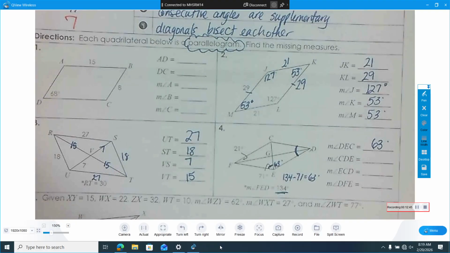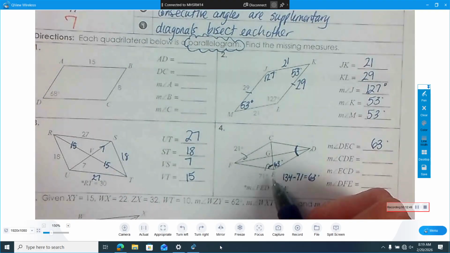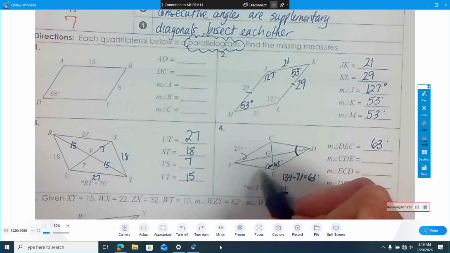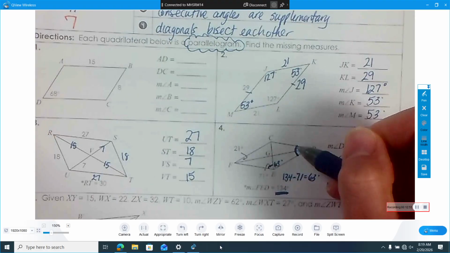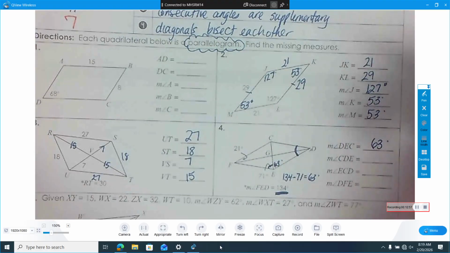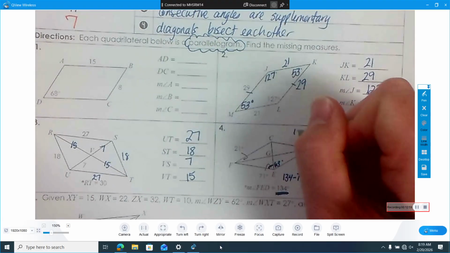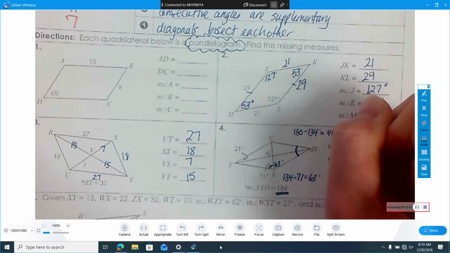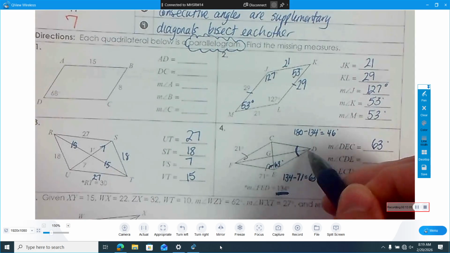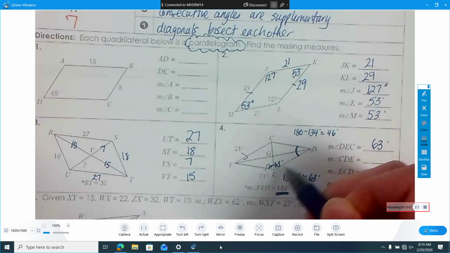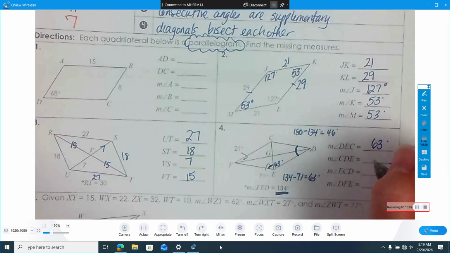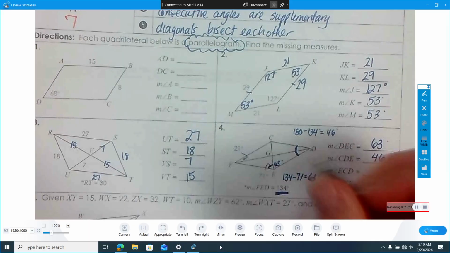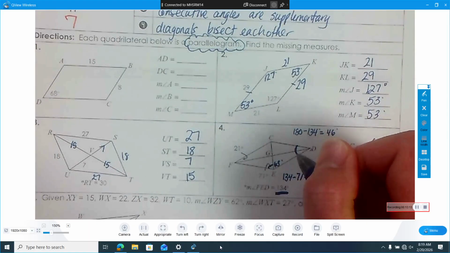No. Those angles do not get bisected. All right, the whole angle E is 134. This whole angle down here is 134. How'd you get that? 180 minus 134 is 46 degrees. Again, the consecutive angles are supplementary. You've got parallel lines. So we get 46 for that whole angle there.